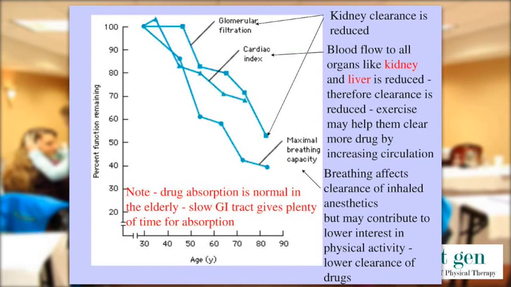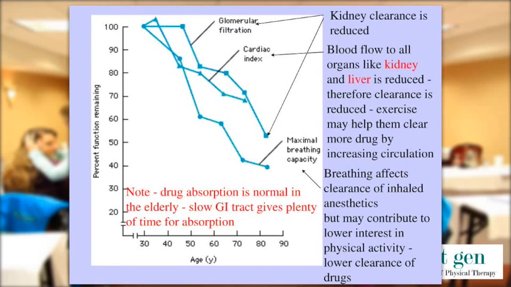Drug absorption is normal in the elderly. It's considered normal, but their slower GI tract gives even more time for absorption. Blood flow to all the organs like the kidney and the liver is reduced. So therefore, the clearance of the drug is reduced.